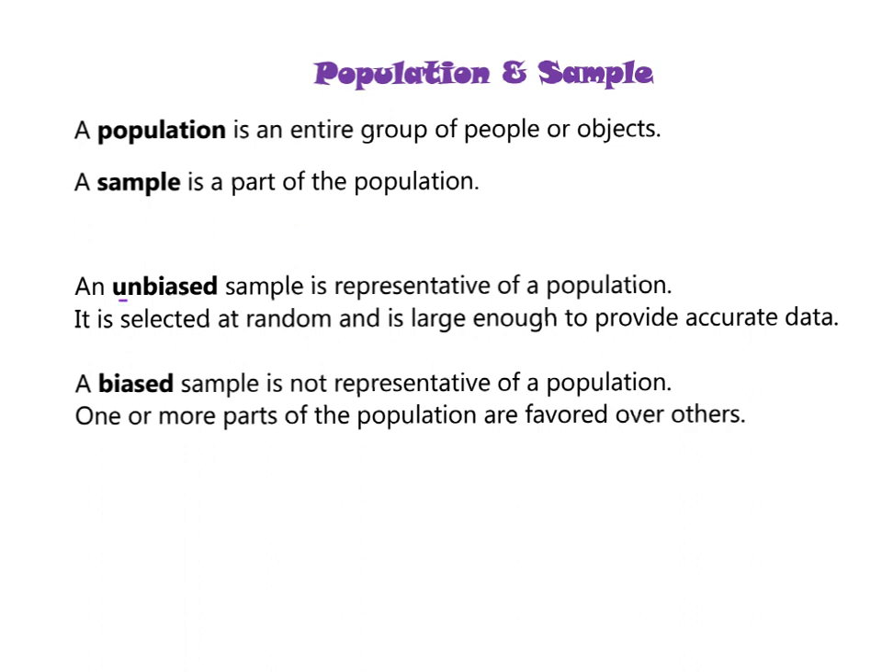So an unbiased sample is one that is representative of the population. It's a good sample. It's an acceptable sample. And a biased sample, however, is one that is not representative. Okay, this is an unfair sample, and any conclusion that is drawn by a biased sample will not be considered valid.